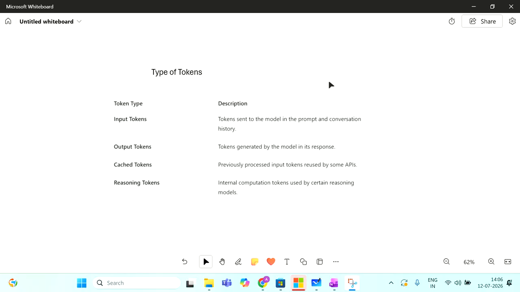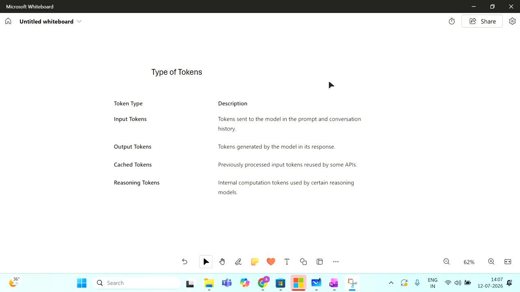Generally we interact with ChatGPT and ask some kind of question, that is the input token, and whatever ChatGPT or the LLM responds on the basis of my input, we call the output token. There are two more tokens, which are the cache token and the reasoning token. The cache token is the previously processed input token, generally used by some API or some LLM.